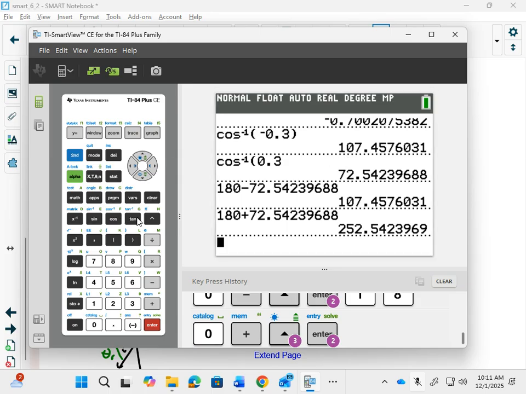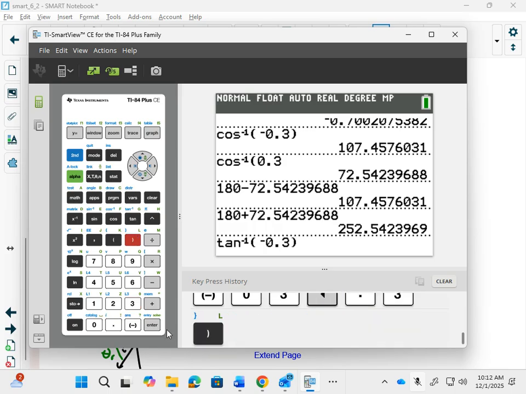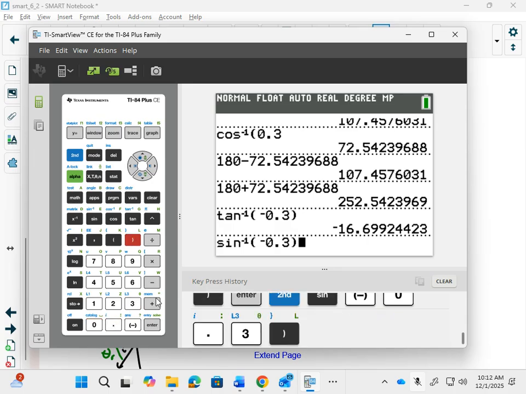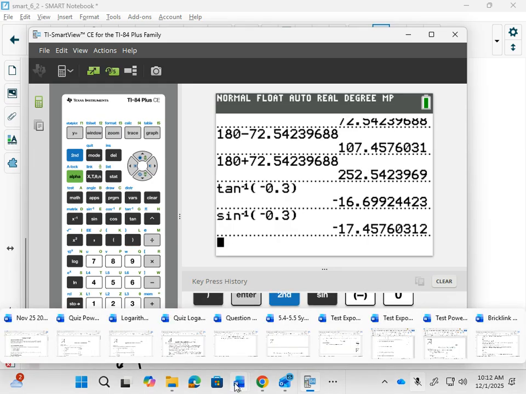If I do tan inverse of a negative, it gives me a negative angle. Negative angle, that would be in quadrant 4. So cos inverse of a negative gives you a positive answer in quadrant 2, but tan inverse of a negative gives you a negative answer in quadrant 4. Sine inverse of a negative gives you a negative answer in quadrant 4 as well. This is kind of weird.